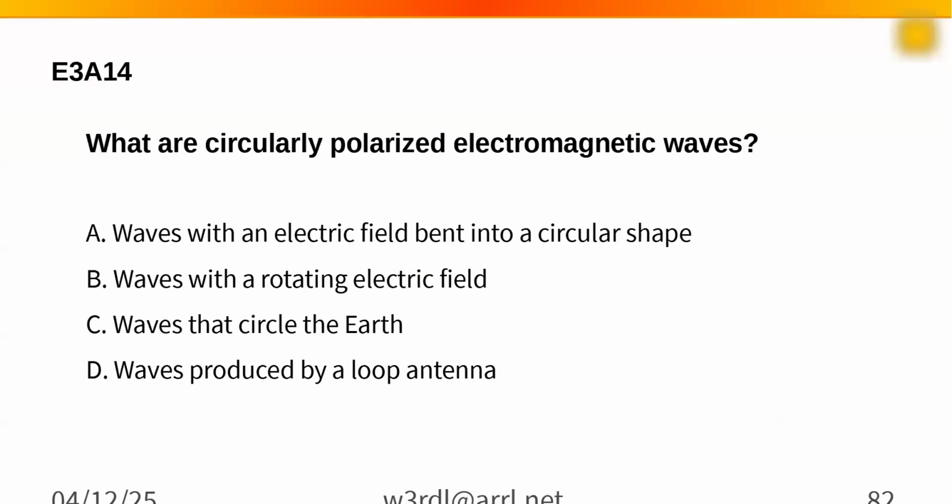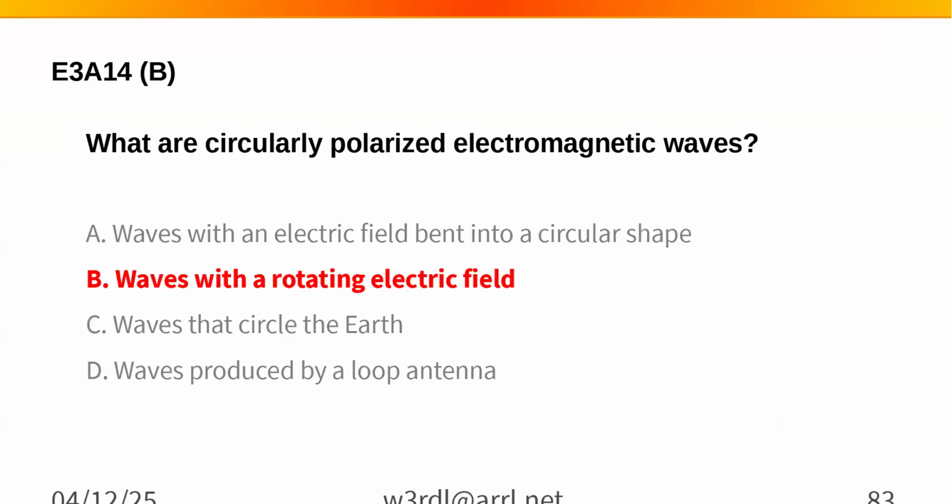What are circularly polarized electromagnetic waves? Waves that circle the earth. Oh, that's a good one. I believe it.